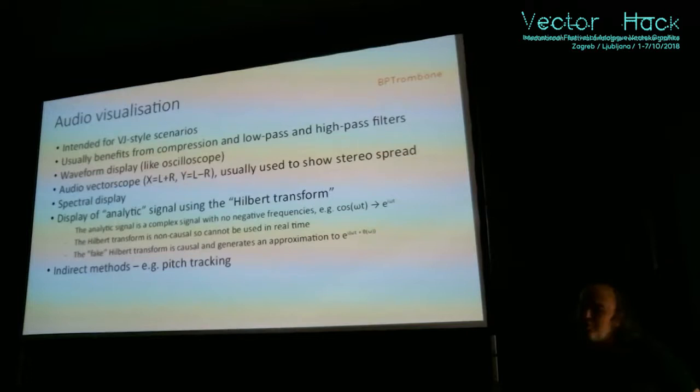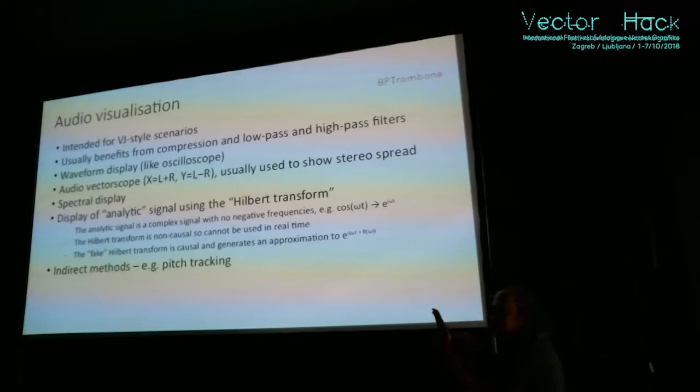Of course, we can do an oscilloscope relatively straightforwardly. We can have an audio vectorscope. Now that's, if you like, an oscilloscope showing left against right, except the oscilloscope is rotated by 45 degrees. So if you've got a mono signal, you get a vertical line. If you've got a lot of stereo spread, it's spread out horizontally. And that's what the audio vectorscope is traditionally used for.